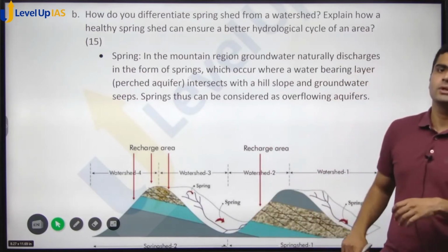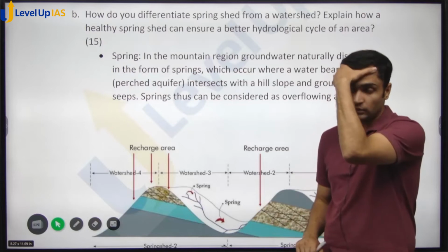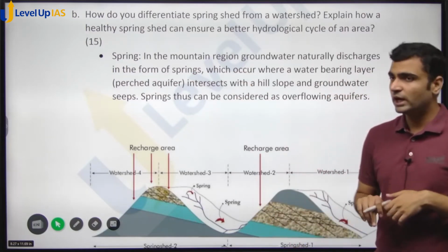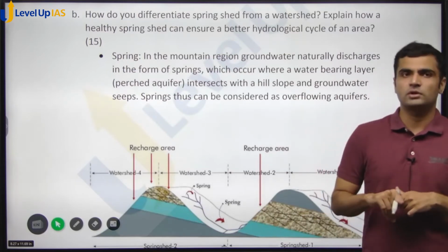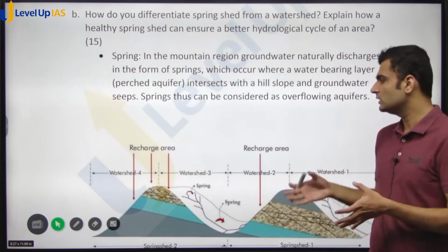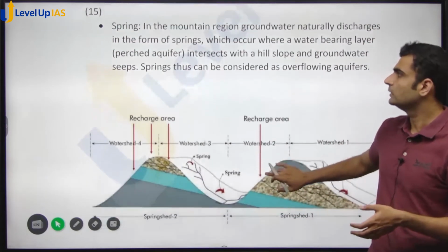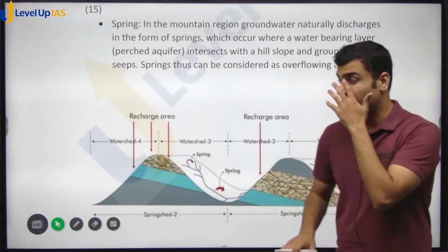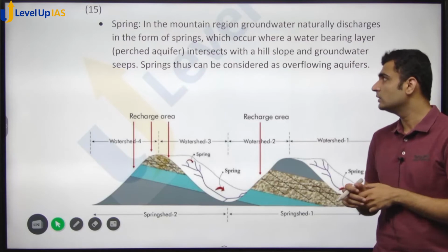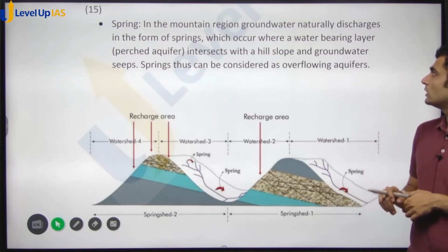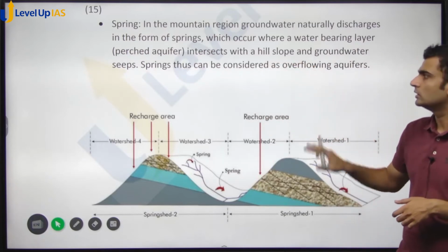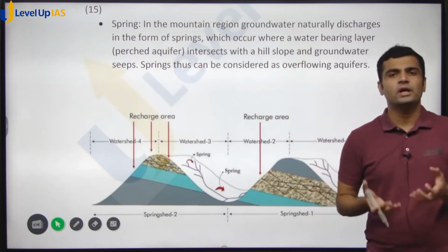And because the question is about spring shed, I have started the answer and introduced it with the definition of spring. You can do it by defining spring shed and watershed, but I have used that as one of the points in my differentiating table. Now, what is a spring? In mountainous regions, groundwater naturally discharges in the form of springs, which occur where a water-bearing layer or aquifer intersects with the hill slope. Springs are basically overflowing aquifers.